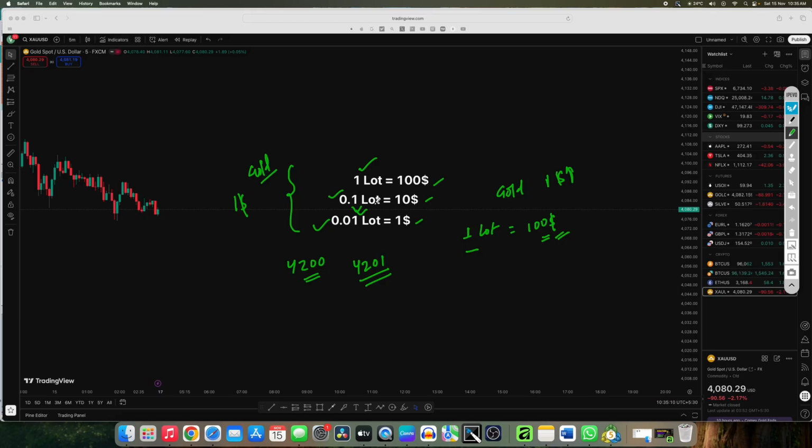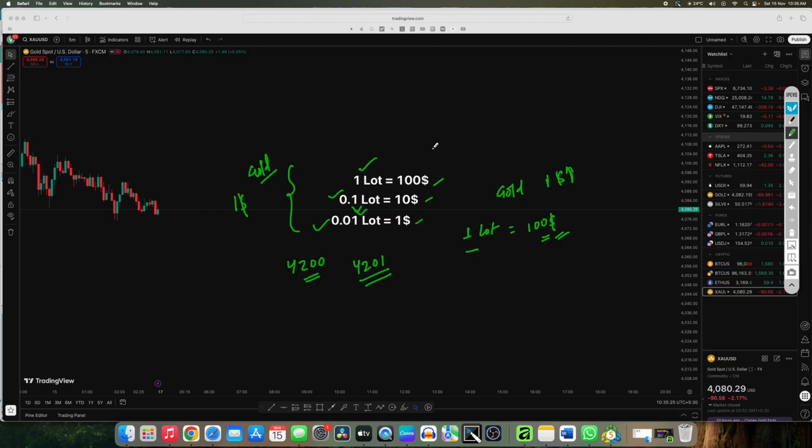Similarly, if you're trading with 0.1 lot, then for the same $1 movement in gold, your P&L will show $10. And if you're trading with 0.01 lot, then a $1 movement will show $1.